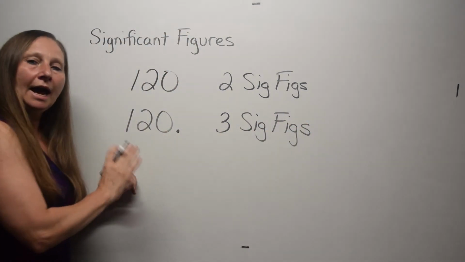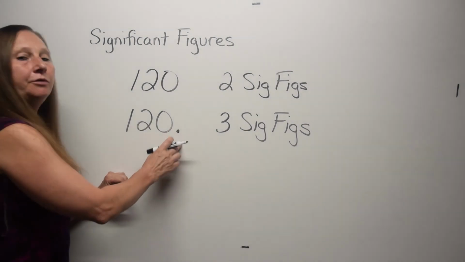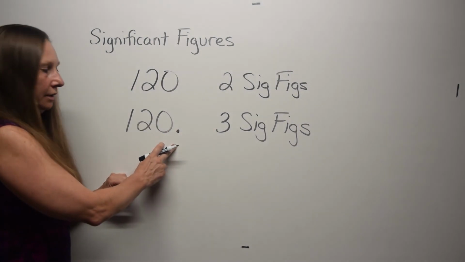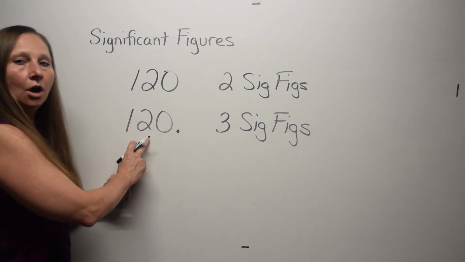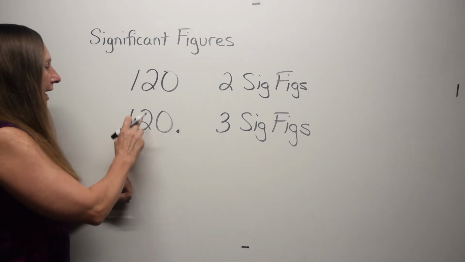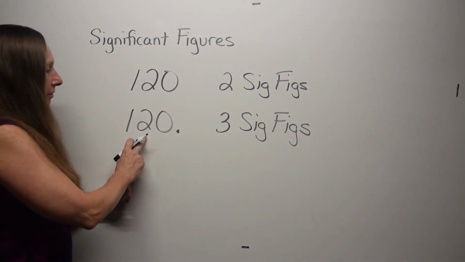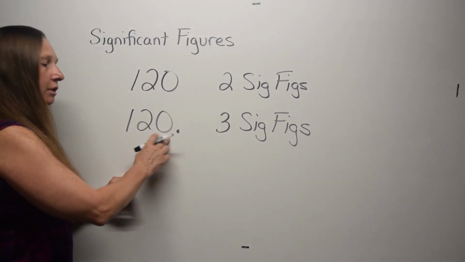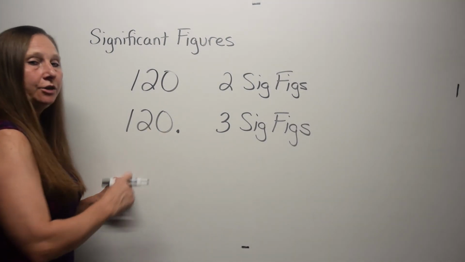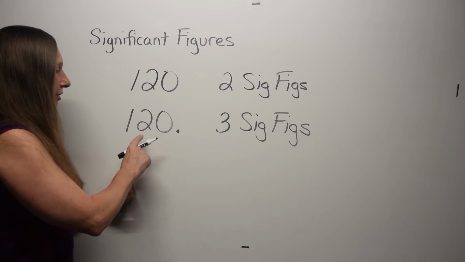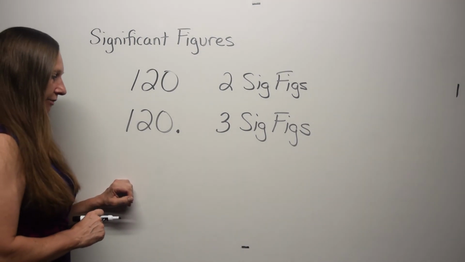Now this rule actually goes like this. If you see a decimal point, then all the zeros after the last non-zero are significant. So the last non-zero is 2. So all the zeros after the last non-zero are significant. Again, if you see a decimal. Well, I do see a decimal. So all the zeros after the last non-zero are significant.